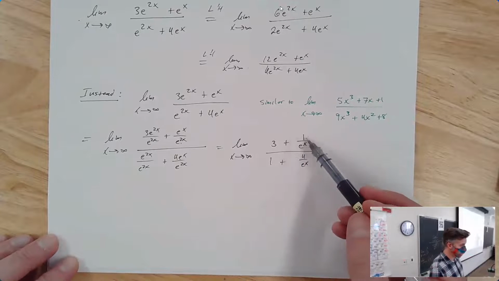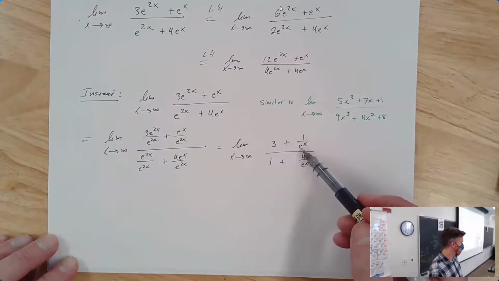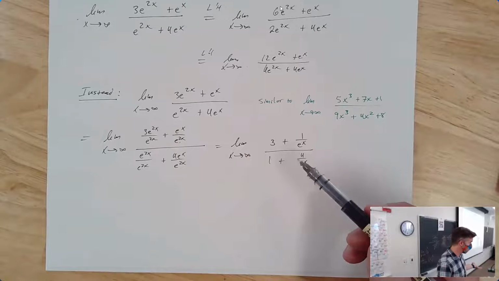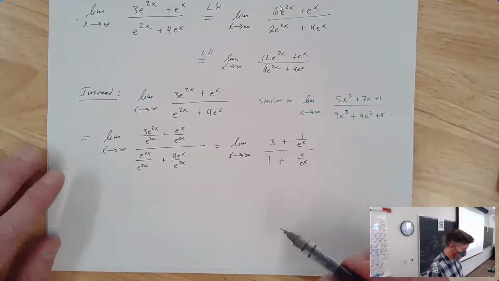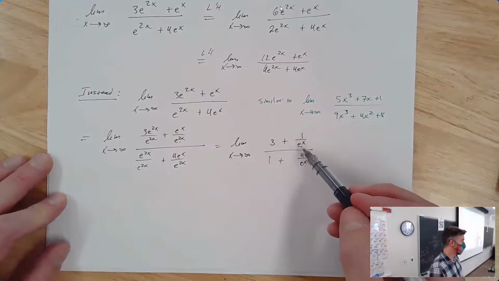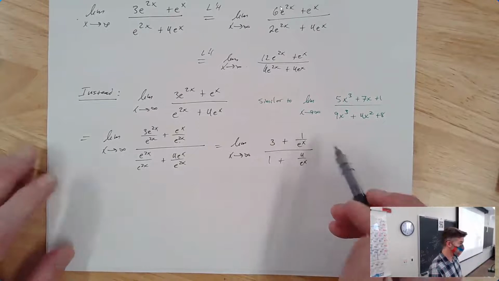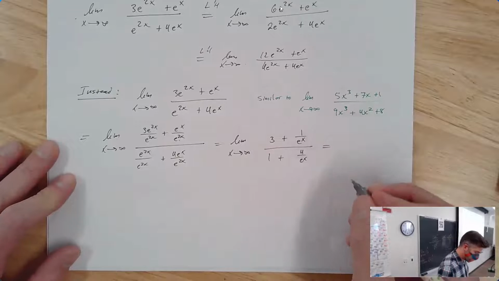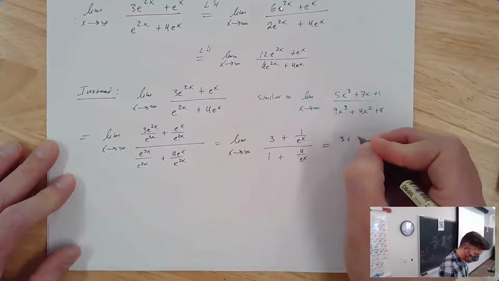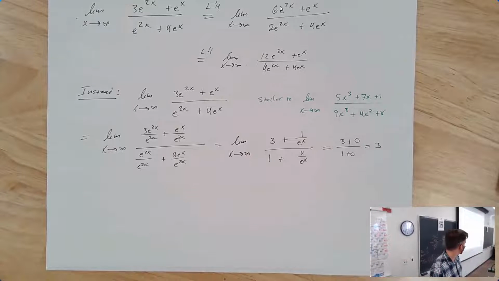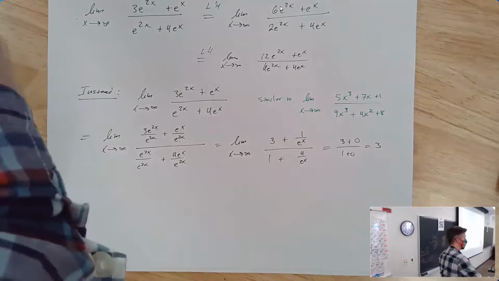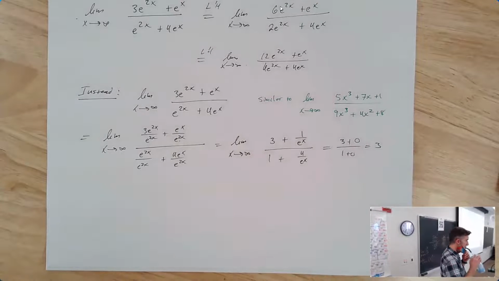I think it's easier to see that 1 over e to the x is getting small versus e to the negative x. But if I was going to have to use L'Hopital's rule again, I'd probably rather write this as e to the negative x and take the derivative of that. That's going to be 3 plus 0 over 1 plus 0, which is 3. Then you don't need to use L'Hopital's rule at all. Sometimes L'Hopital's rule is not the best rule. Sometimes it is.